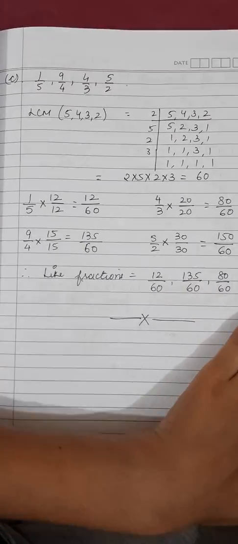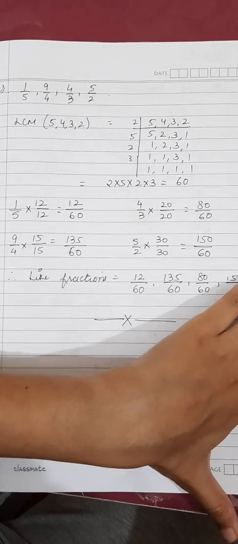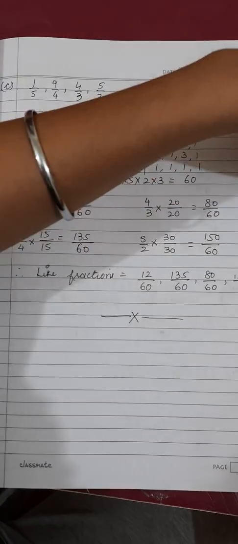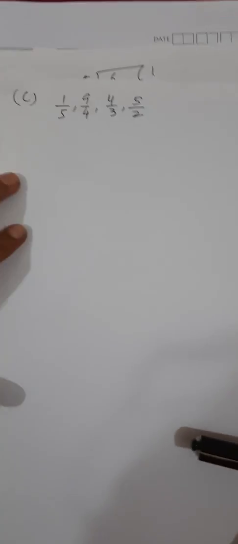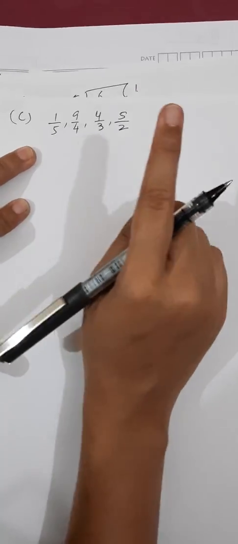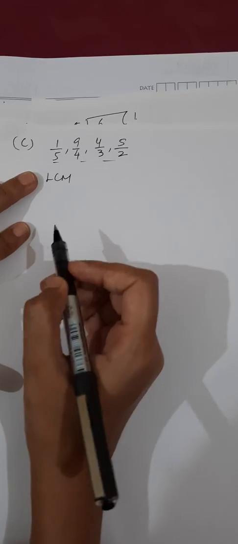In the C part we are having the fractions 1 upon 5, 9 upon 4, 4 upon 3, 5 upon 2. Now here all my denominators are different, but I have to make them same. The very first step is to make my denominators same. And how am I going to make them same? By taking the LCM of the denominators.